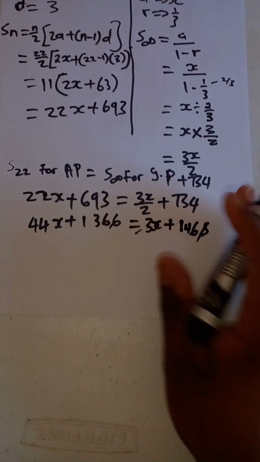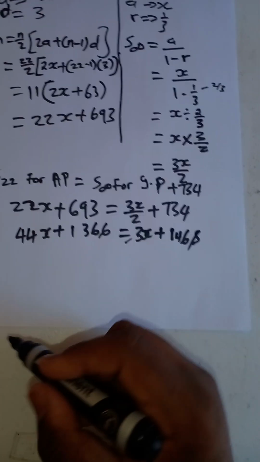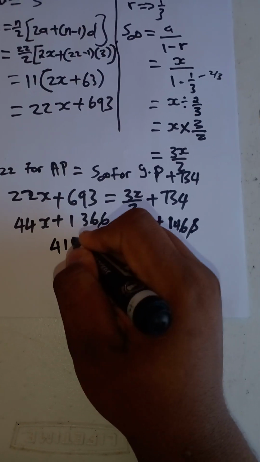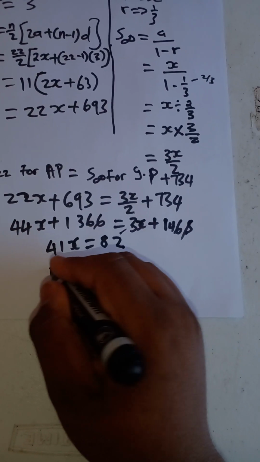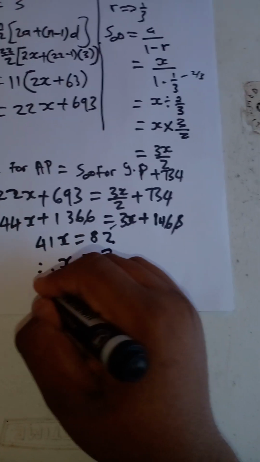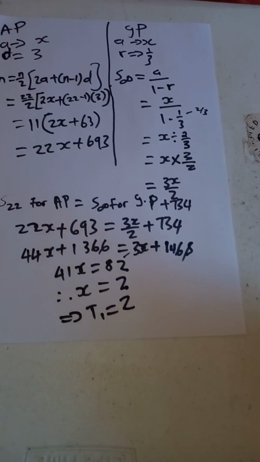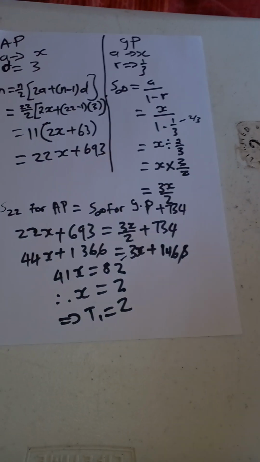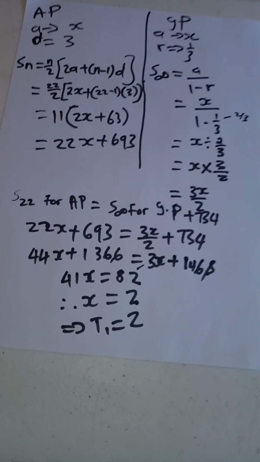And then after that, I'm going to take 1386 to the other side, 3x to the other side, whereby I will have 41x, which is equal to 82. Divide both sides by 41, therefore my x is equal to 2. And then I can now deduce that T1 is equal to 2. This is the first term of the two patterns, because they say that they have the same first term.